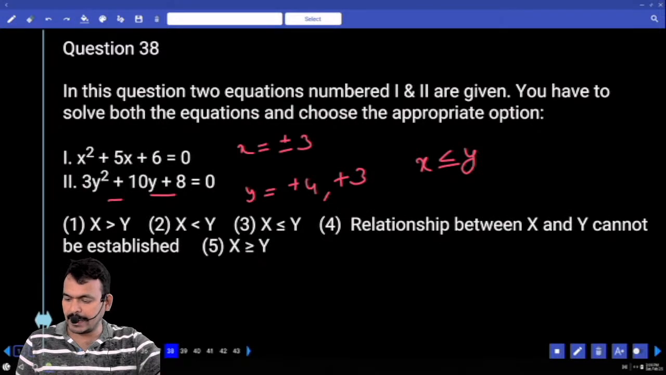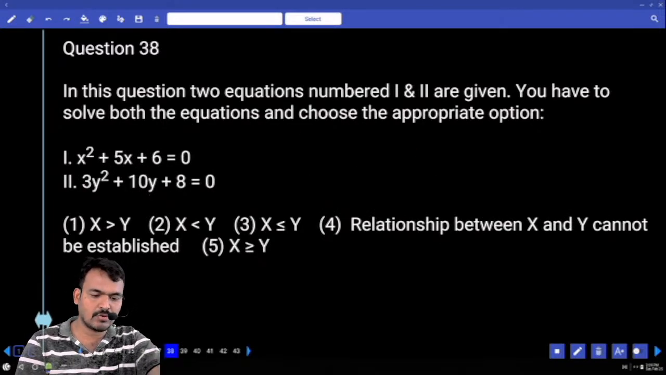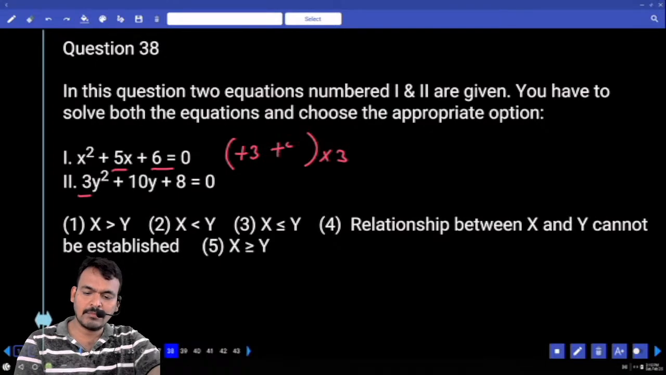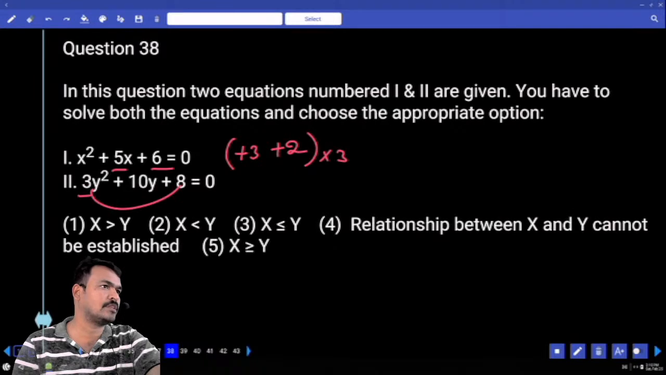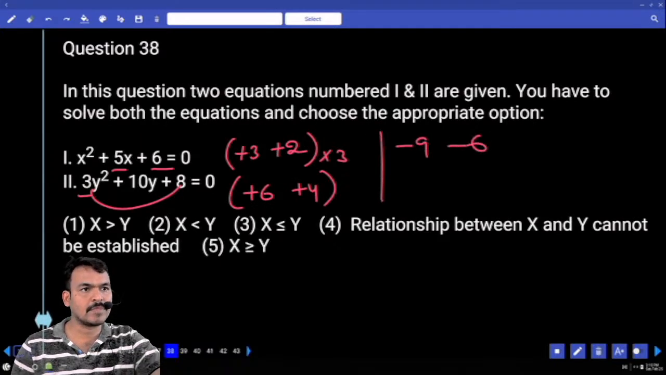Next 38. X square, what is the coefficient of x square? 1, but coefficient of y square 3. Means x roots multiplied by 3 times or. What is the first one product? 6. Sum is how much? 5. One will be plus 3, another one plus 2 or. Second one 3 8 is how much? 24. 24 means 6 into 4. One is plus 6, another one plus 4 or. What are the final roots? Minus 9, minus 6 or. Another one minus 6, minus 4 or.